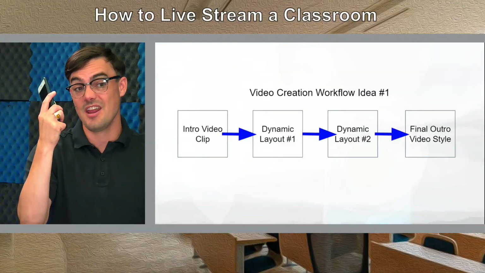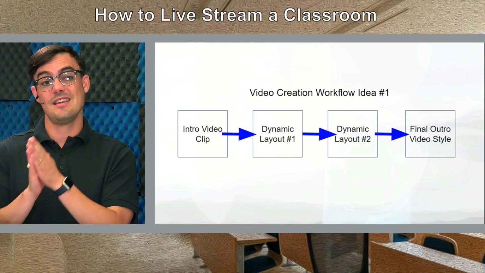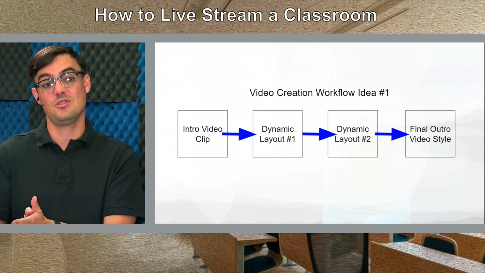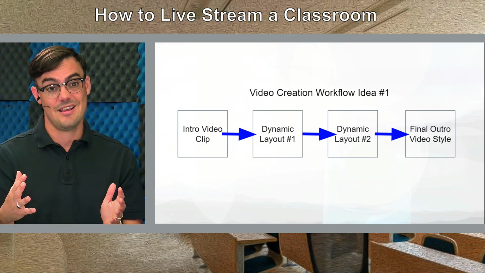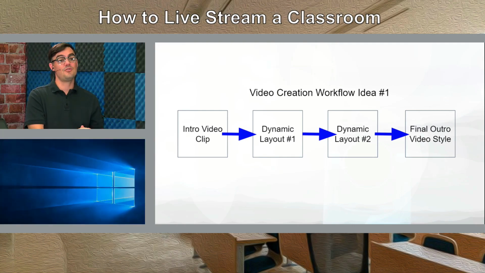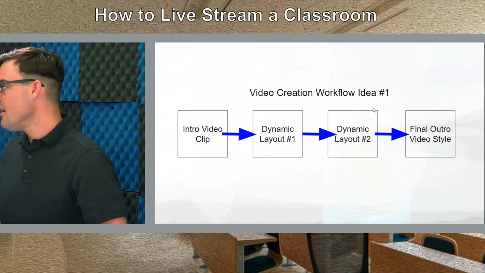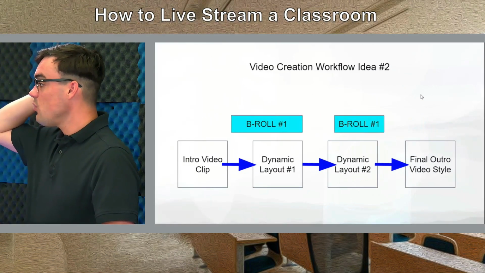You take that video clip from your phone, put it onto your computer, put it in OBS, you play the intro clip, and then you switch to a dynamic layout like this. Dynamic layout 1, dynamic layout 2, and then a final outro. It could be anything. You might have to right click that desktop capture and change it to the updated one. And then you're good. So that's one way to do it.